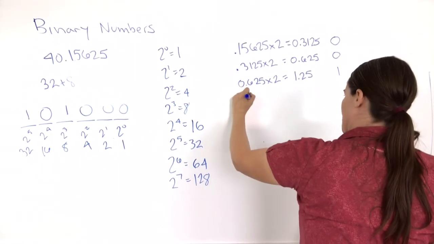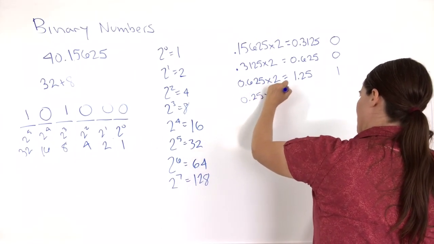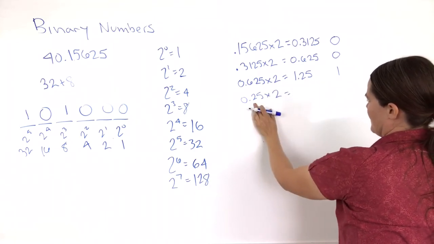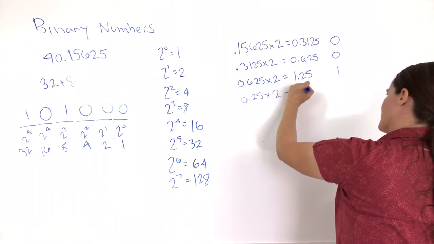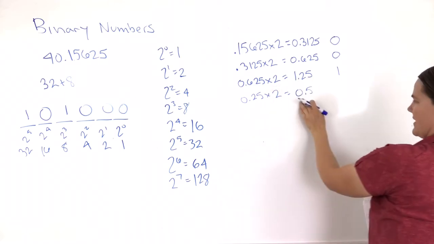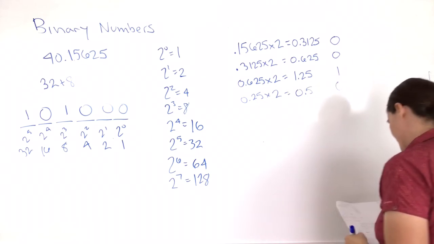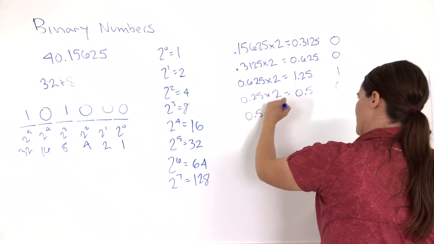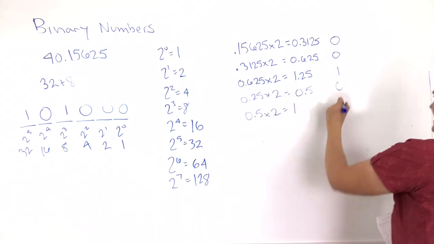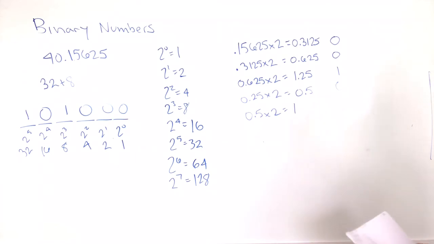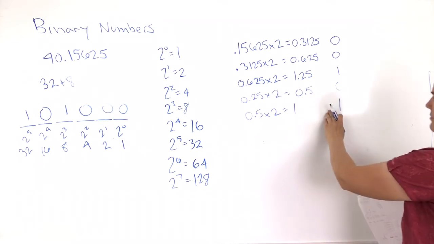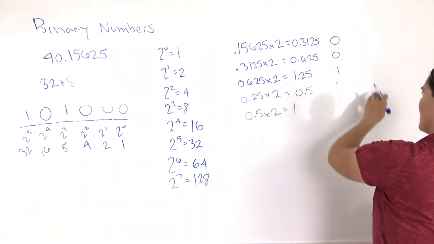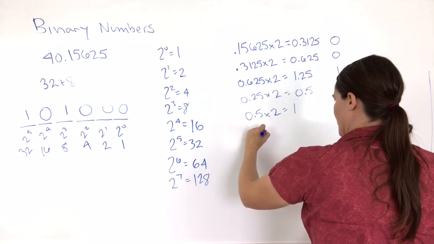Now I take the 0.25, multiply that by 2 again. So notice I'm only taking the 0.25, not the 1.25, so I have 0.25 times 2. This is equal to 0.5. This is less than 1, so I put a 0 here. And then I'm going to take the 0.5 again, multiply it by 2. That's equal to 1, so I'm going to put a 1 right here. So the binary equivalent of 0.15625 is 00101. I'm just going to write that real quick.